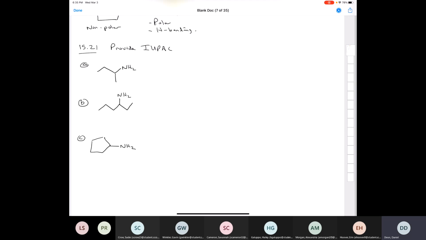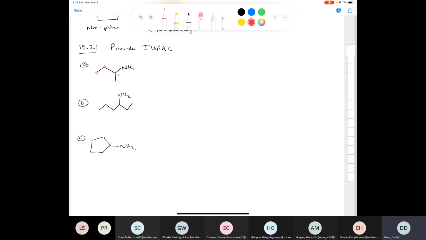The first thing we do is find the longest hydrocarbon chain that contains the carbon with the nitrogen on it. That would be 1, 2, 3, 4 carbons like that. That's our longest hydrocarbon chain. We want to number that chain in such a way that we give the carbon with the nitrogen on it the lowest possible number. That means we start numbering here, 1, 2, 3, 4. If we had started over here, this carbon would have the number 3. 2 is lower than 3, so this is the correct way.